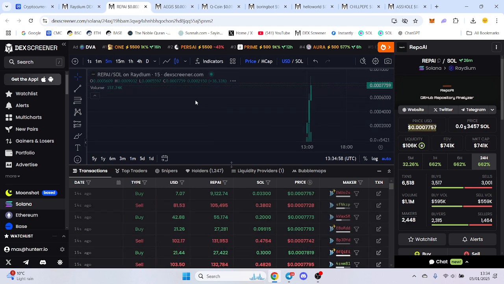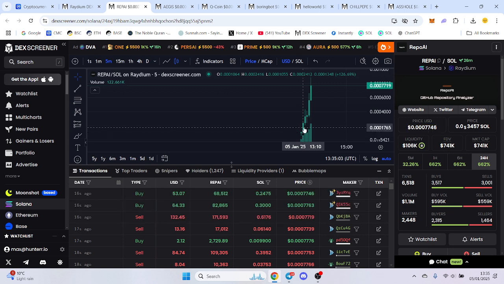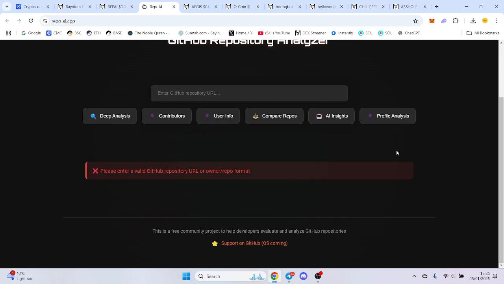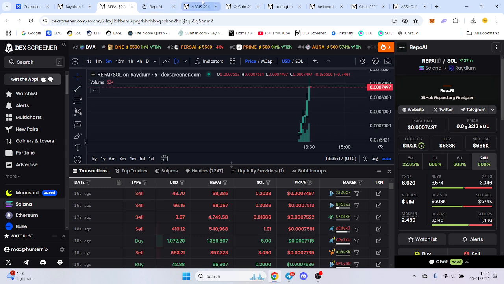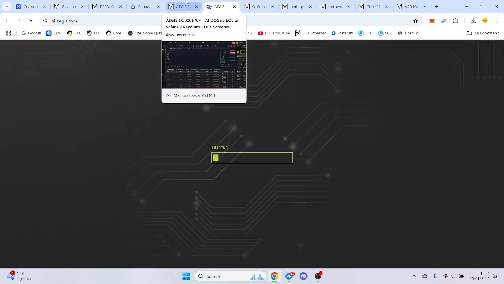This one as well, let's put in the 5 minute. Again, it looks bundled, and then it didn't dip, and it's not dipped again. I could be wrong, but you'd want to have a look and actually see with a repo analyzer. So you can put a repo in and see if something's decent. This could just be nothing special, but a low cap in the grand scheme of things.